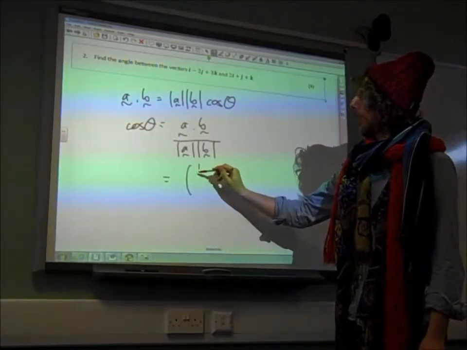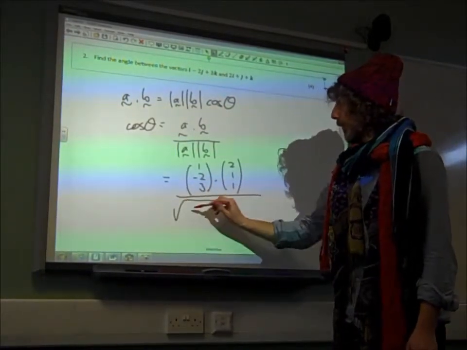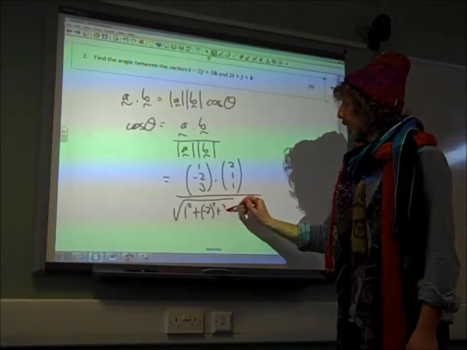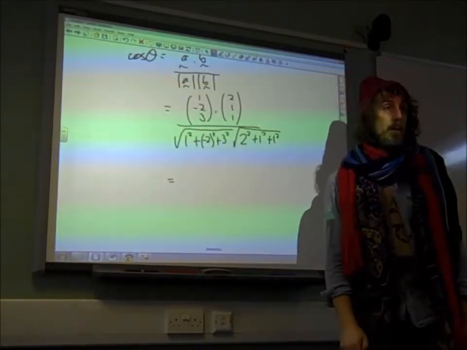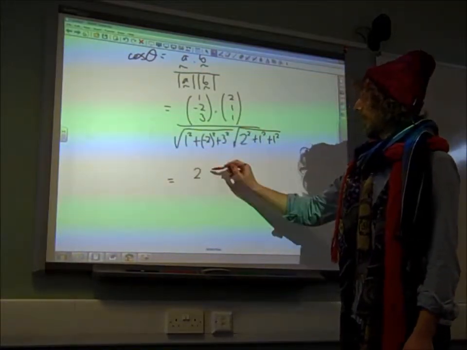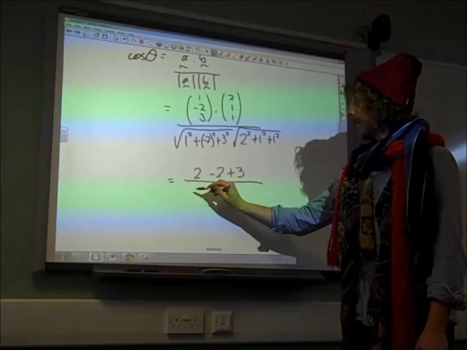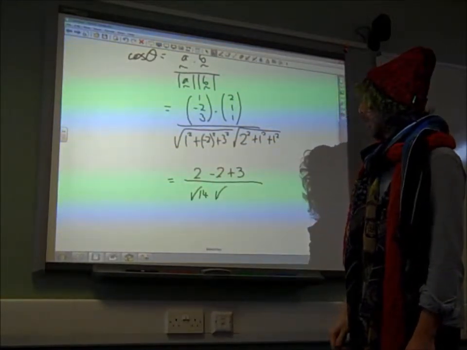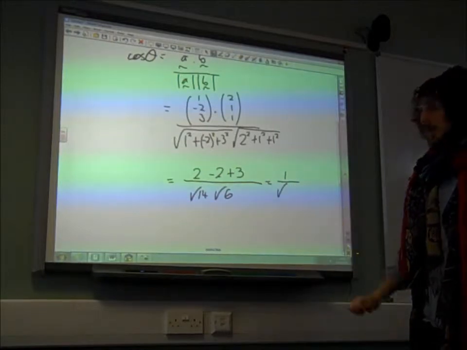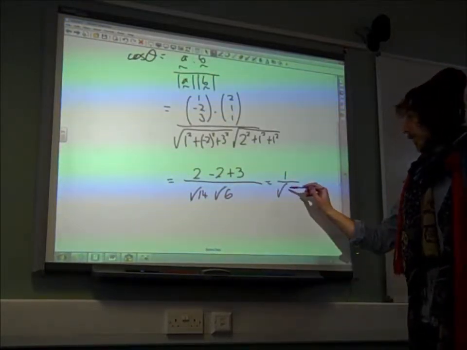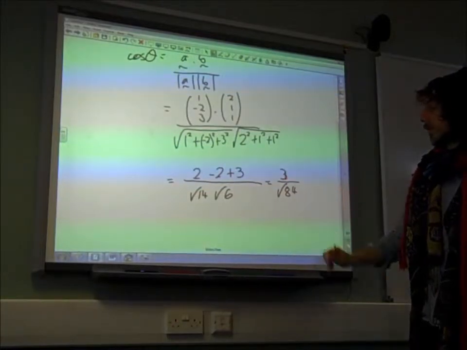We've got to do the dot product of (1, -2, 3) and (2, 1, 1) divided by the product of their magnitudes. Which gives us, on the top line, 1 times 2 minus 2 times 1 plus 1 times 3. And on the bottom line, root 14, root 6. So altogether we have 1 over root 84. Are you sure it's 1? What's 2 minus 2? Oh, that's a good point. Yeah, I am sure it's 3.